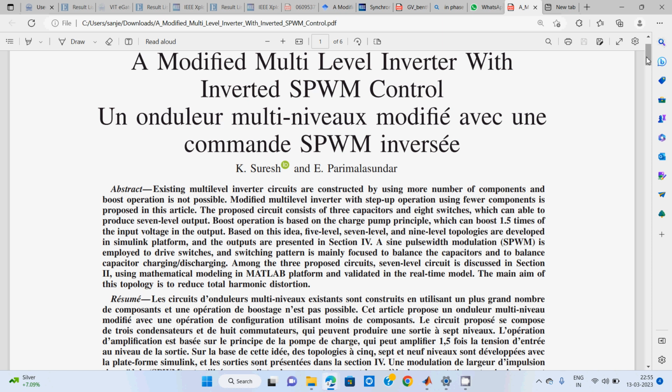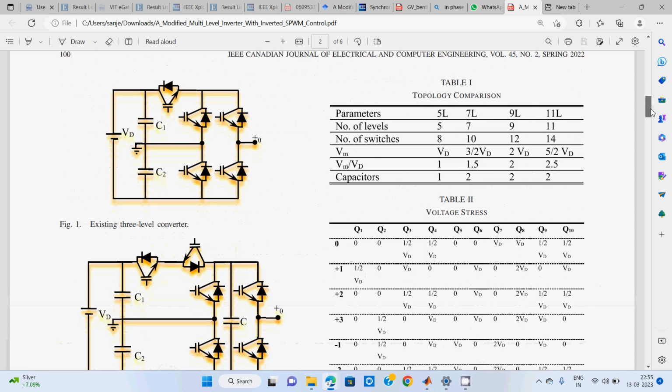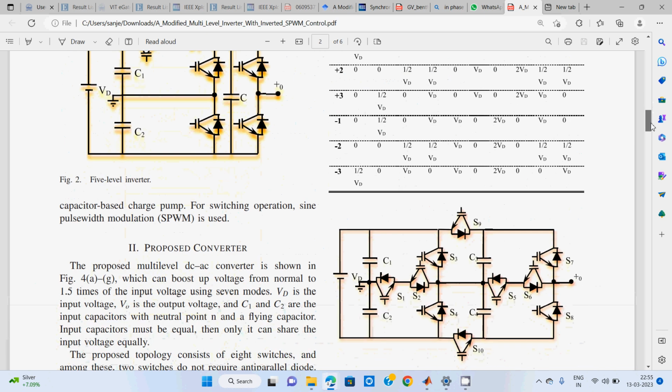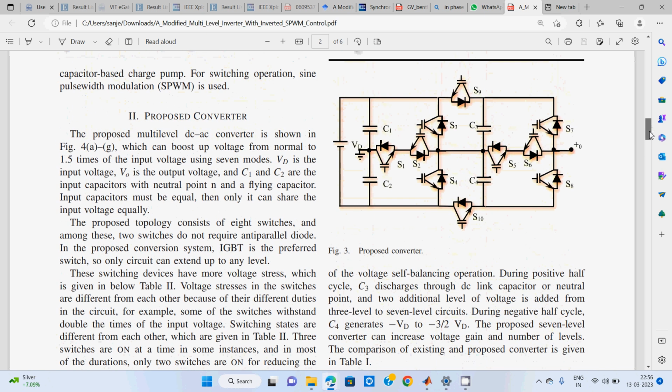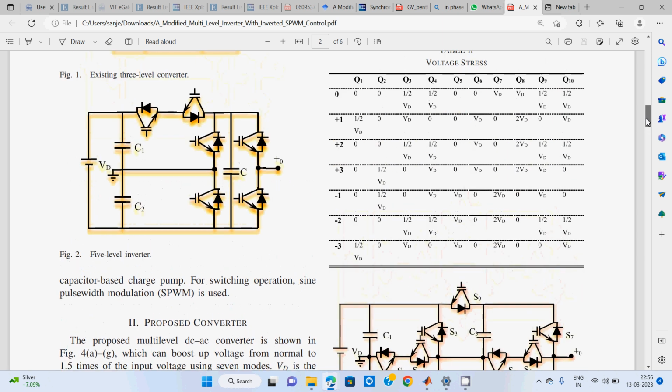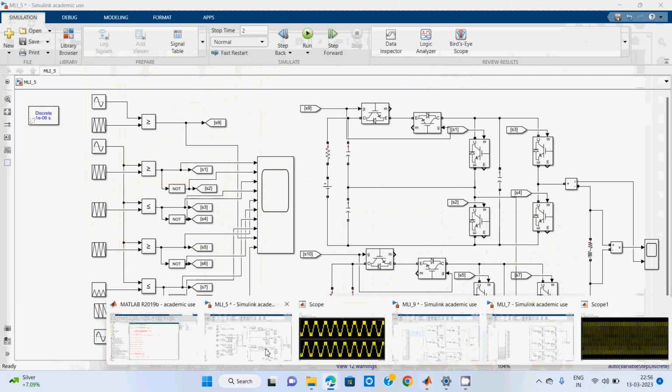And coming to the block diagram, this is the 5-level converter, and the proposed 9-level converter. I will show you these models also. I will show you here. So this is the 5-level converter.